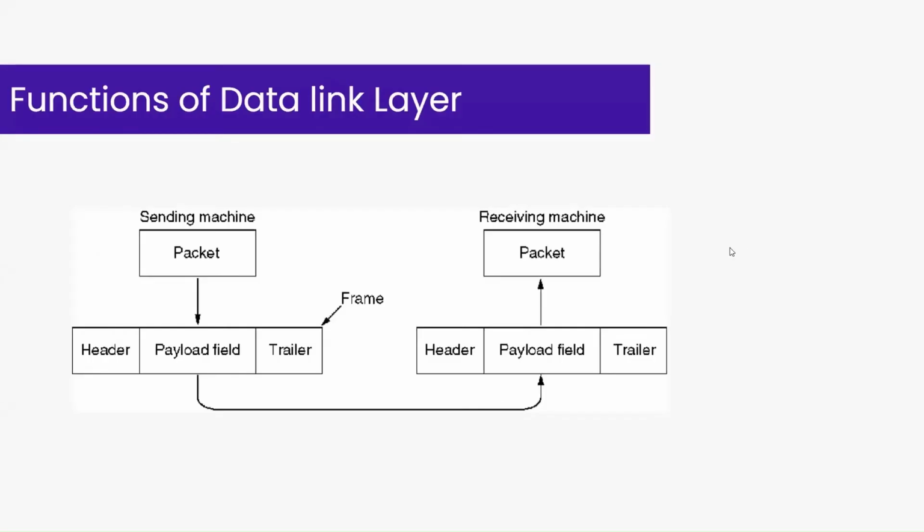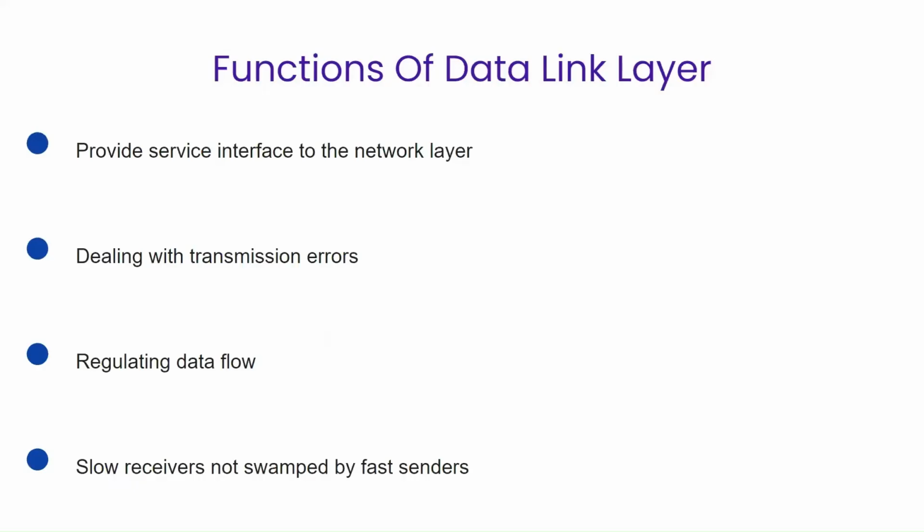Now, the functions of a data link are categorized. One, it provides a service interface to the network layer. The data link also deals with transmission errors when there is a clash in sending messages across the network. The data link regulates the data flow and also ensures slow receivers are not swamped by fast senders.